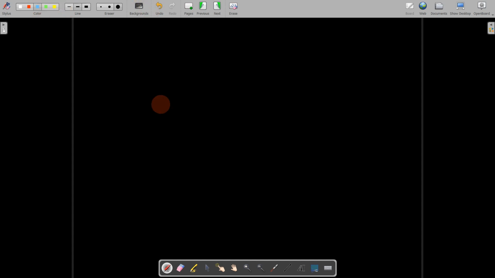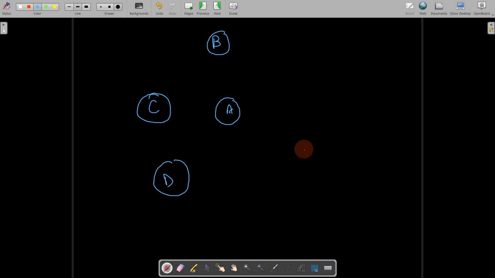Let us change the color. A, B, C, D, E. We will be taking the star graph. Star graph means you connect this one node to all the other nodes. It's like a top view of a tree.